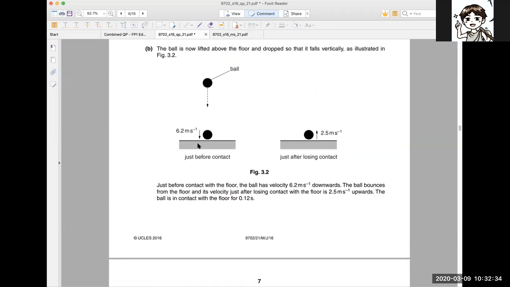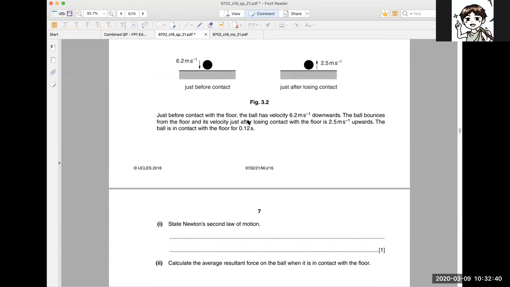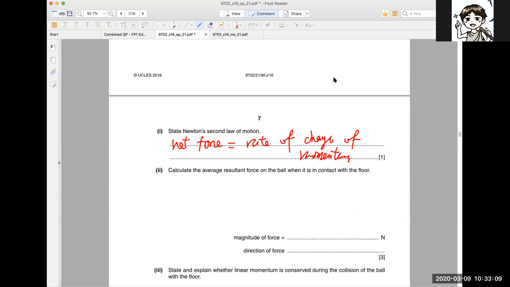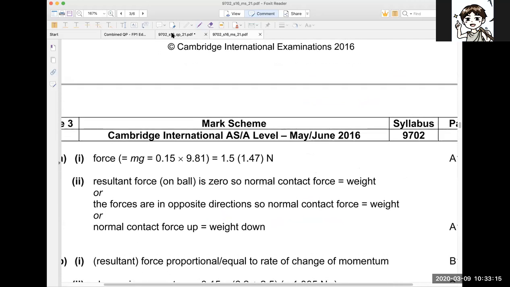Okay, you need to remember the values 6.2 and then 2.5, 0.12. State the second law of motion. Do you know how to? Change in momentum over time is force. Is the net force. So you say the net force is the rate of change of momentum. Have a look at it. The force is proportional or equal to the rate of change of momentum.